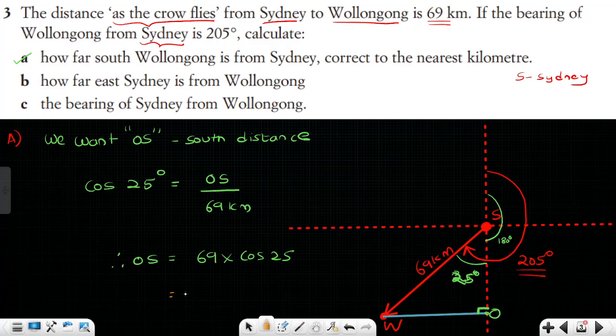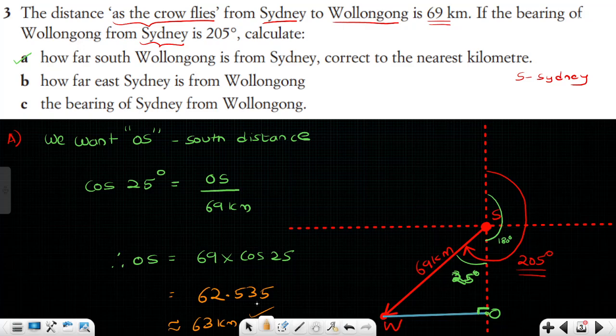69 into cos 25, we are getting the answer as, so correct to the nearest kilometer, I'm just getting in the calculator 0.535. I think so the nearest kilometer approximation will be 63 kilometers. Am I right? Okay, I'm a little confused in this. If at all it is 0.535, I should write it 63 only, na? Yeah, I think it is 63 kilometers. Okay. This is about the first bit.